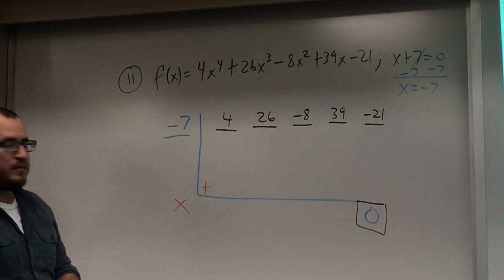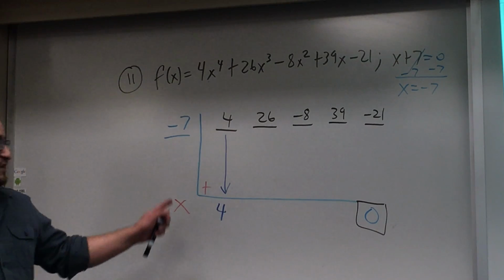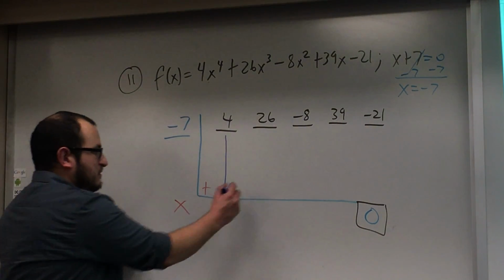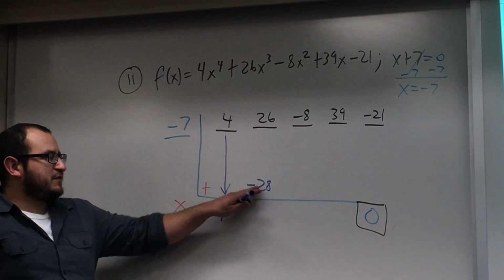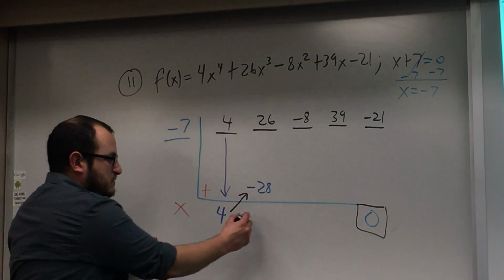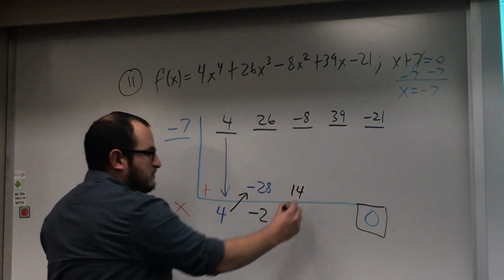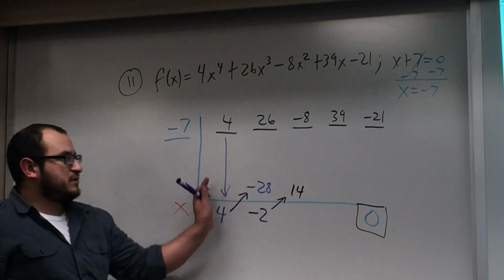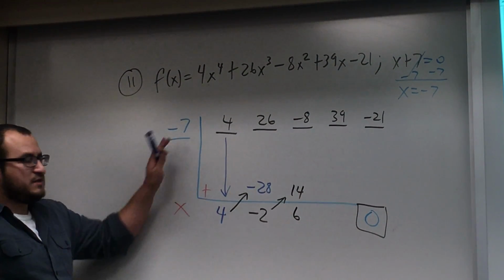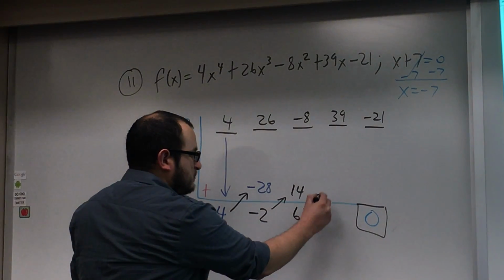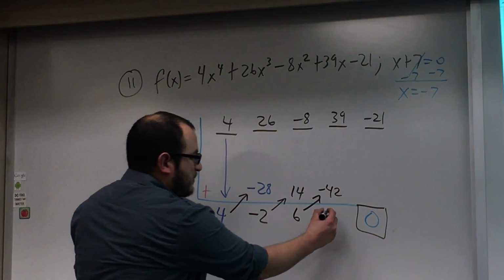Alright, so in order for this to work, remember, we have to bring down the 4. And let's go ahead and start multiplying. So 4 times -7 is -28. And now I have -28 plus 26 gives me -2. -2 times -7 is +14. 14 plus -8 is +6. 6 times -7 is -42. -42 plus 39 is -3.